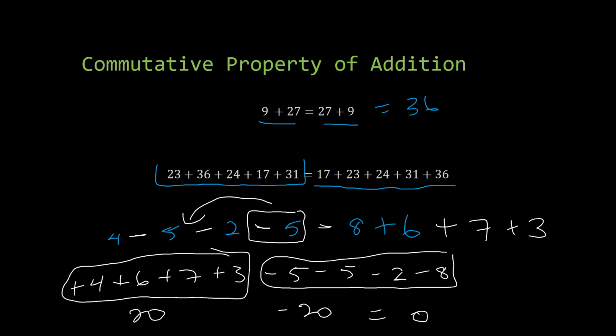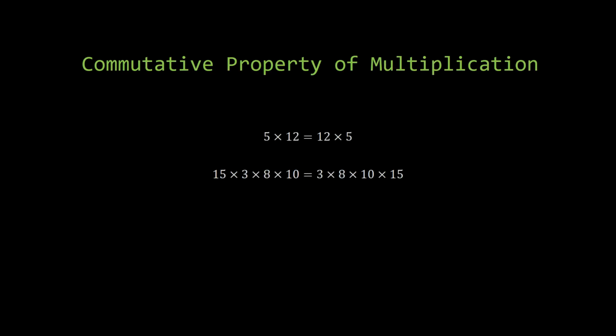This property is very useful, and you can see where it would make your calculations a whole lot easier. Similarly, we can look at the commutative property for multiplication, and it does the same. We say 5 by 12 is the same as 12 by 5.